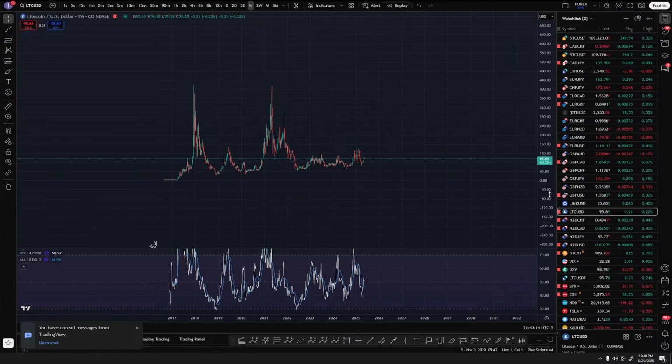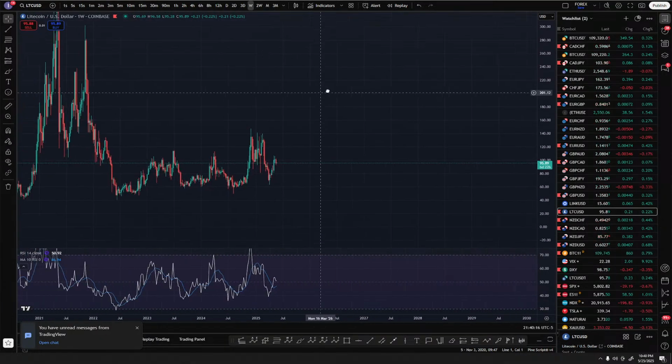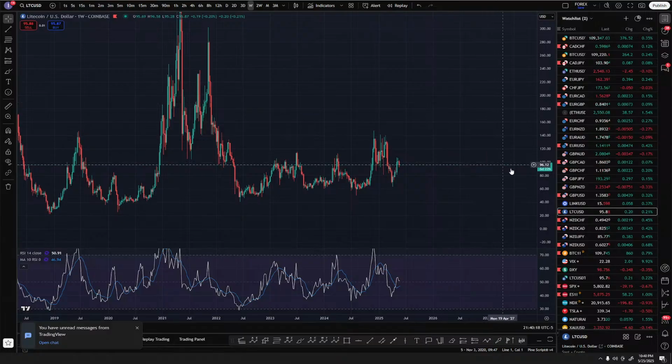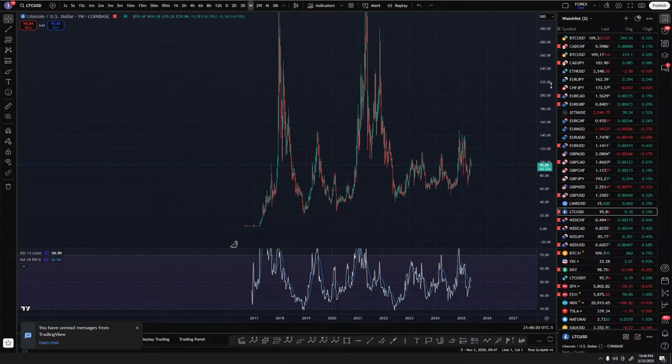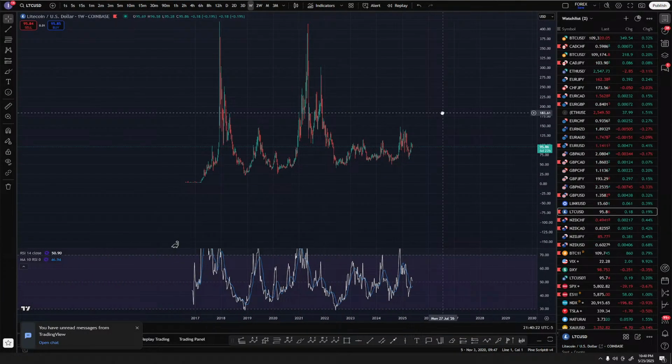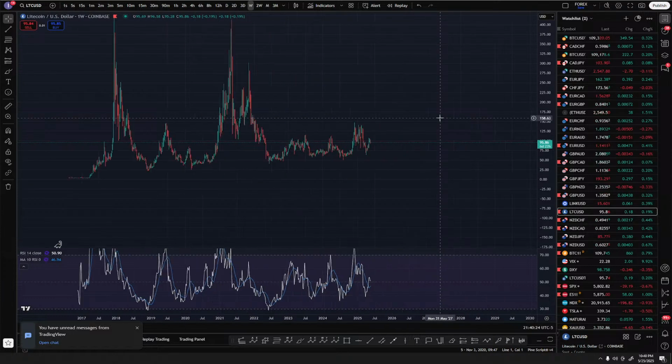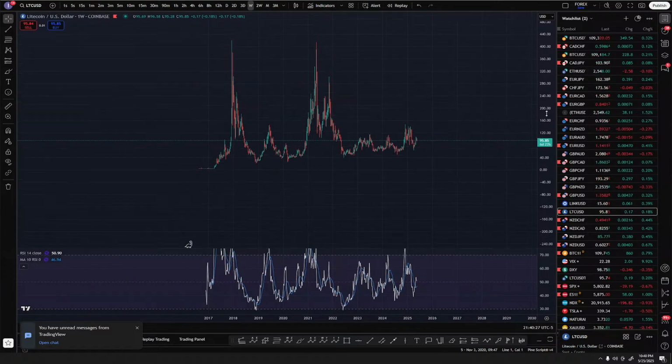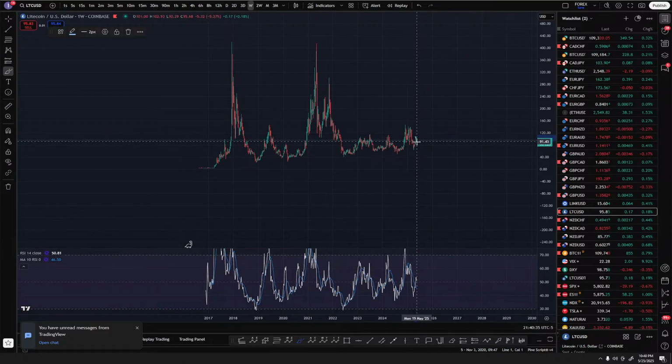Yeah, this chart is a mess for me. It is a mess. The LTC chart. Why? Because it just doesn't have any wave structure. It's just pump and dump. But looking at it, obviously, maybe down.